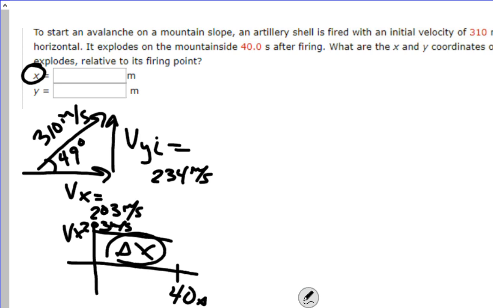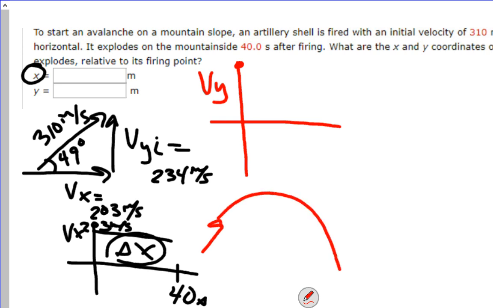Okay, now the y is a little bit trickier. Let me change colors and look at the y. The reason is you don't know where it is in the arc when you're at 40 seconds, right? So here's this thing. It gets launched, and we know it's somewhere on the mountainside. So is it here? Is it here? Is it here? Did it land there before, right at the peak? I mean, we have no idea. We have no way of knowing.